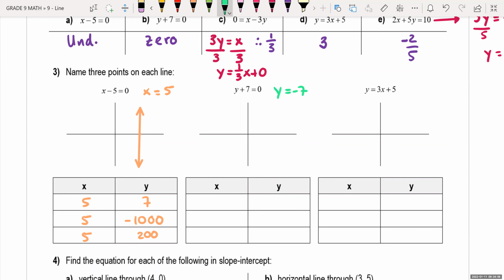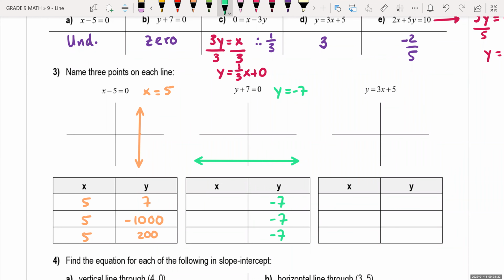That means it's going through the y-axis at -7. So if I were to just sketch it out, it would be approximately there. This line is going through the y-axis, and I'm assuming -7 is approximately there. So now in this question, if y is equal to -7, it means every single y value is -7.